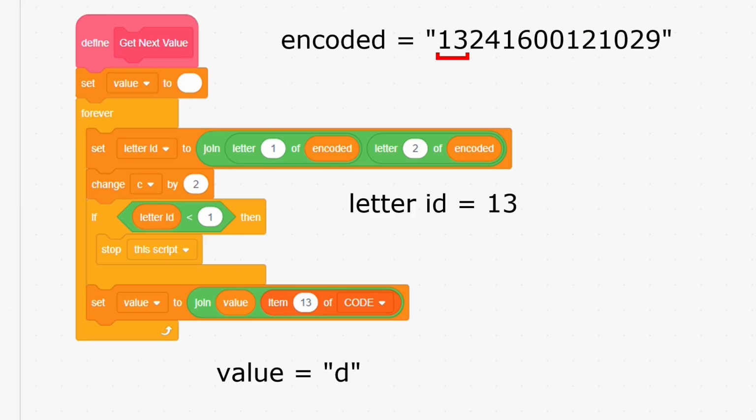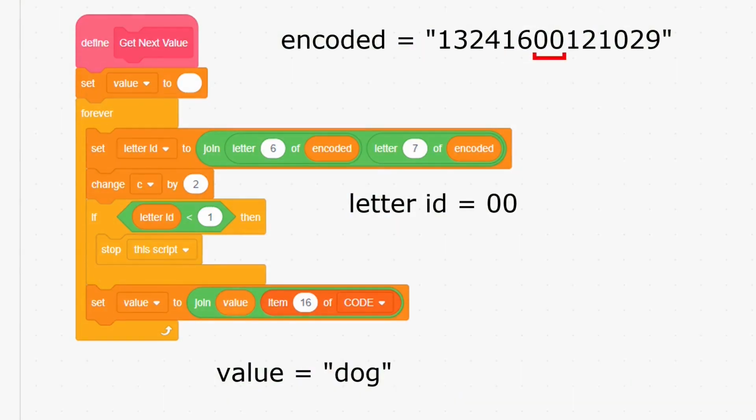In the second run, letterID would become 24 by joining the third and fourth letter. Value will now become the joint result of D and O, which is DO. You probably see that this process will complete the entire first word. The value variable will become dog when during the fourth iteration, the letterID becomes 0, 0.